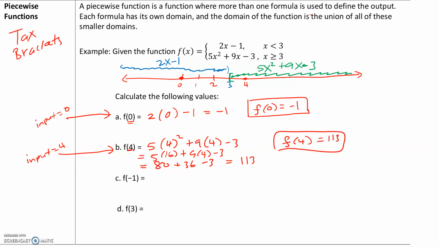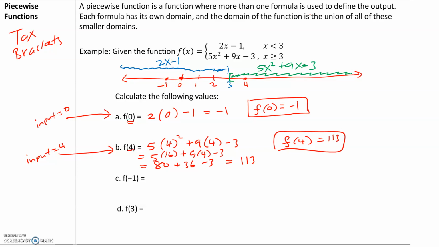Let's take a look at our next example, f of negative 1. We want to evaluate the function when x equals negative 1. Let's find negative 1 on the number line. Negative 1 is here. And we can see that in this region, we're using the blue function, which is 2x minus 1. In other words, whenever x has a value of less than 3, which negative 1 is, we're going to use 2x minus 1 to find the output.